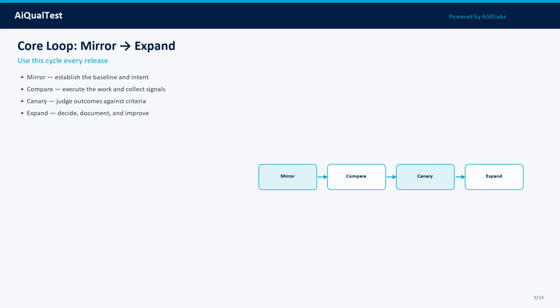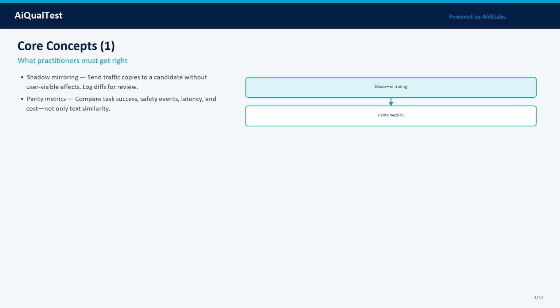Concept 1: Shadow Mirroring. Send traffic copies to a candidate without user-visible effects. Log diffs for review. In practice, treat this as a measurable property, define what good looks like, attach evidence, and track it across model, prompt, data, and tooling changes.